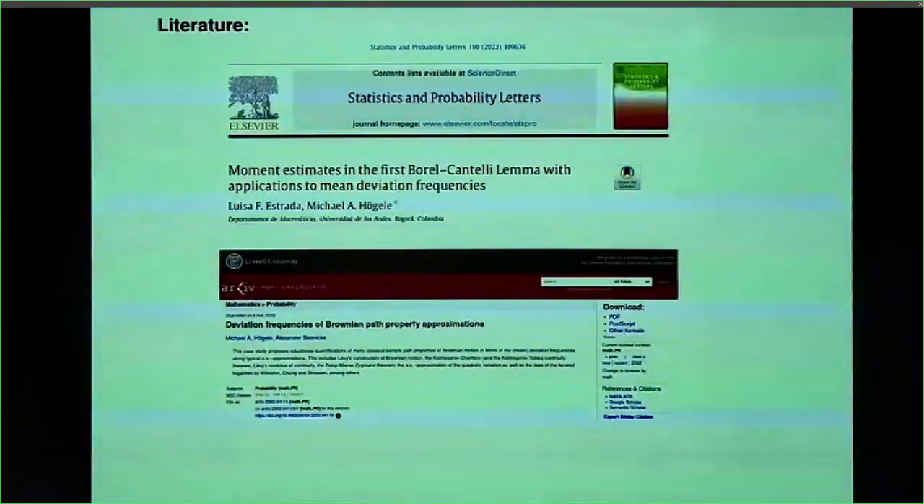And the first one is the article with Luisa. So this was the elementary part, and the second part was the not so elementary part, I guess, about Brownian motion and its approximation, and it's on arXiv. Thank you very much.